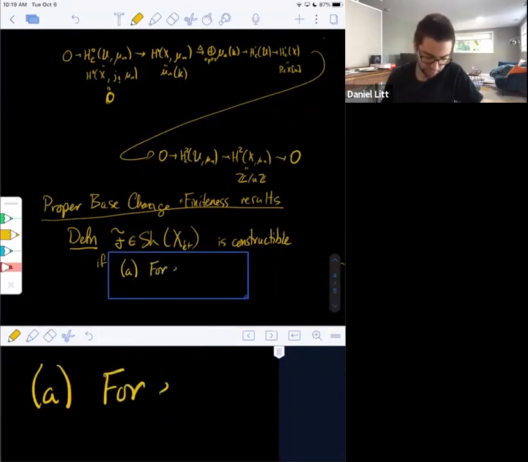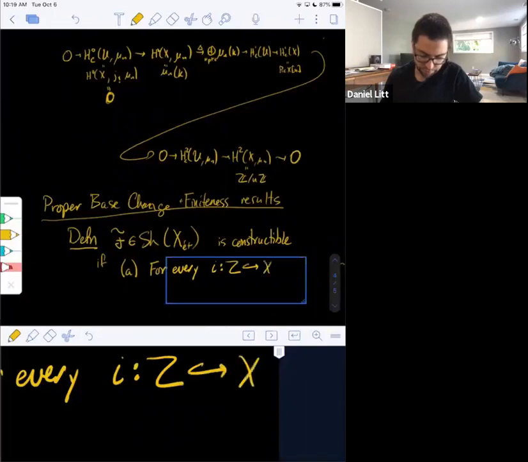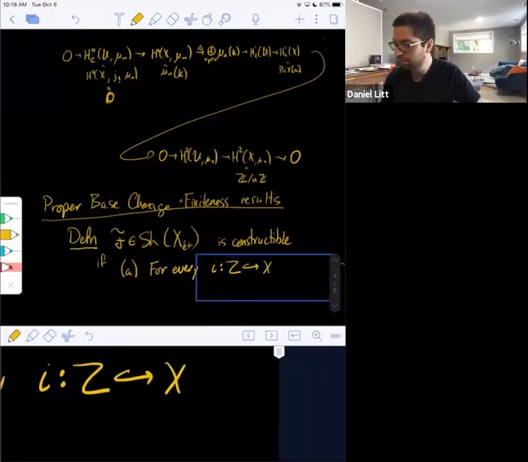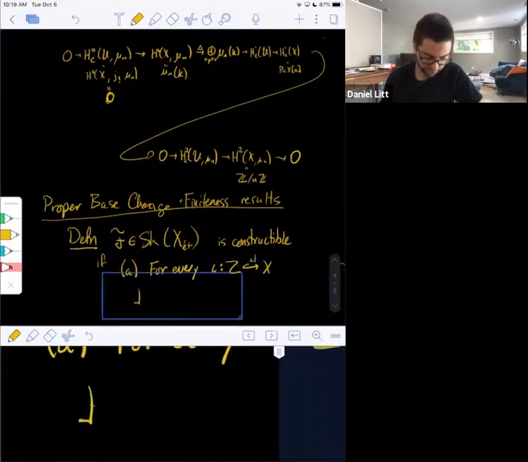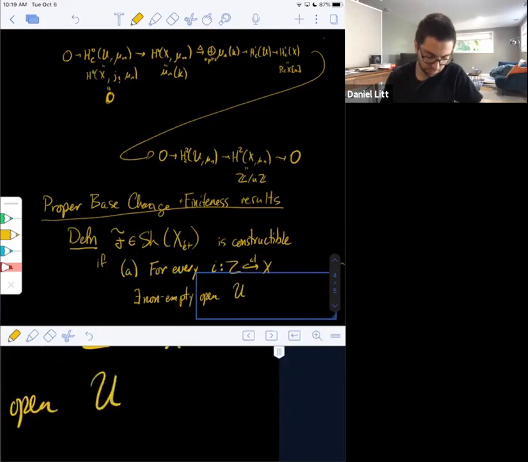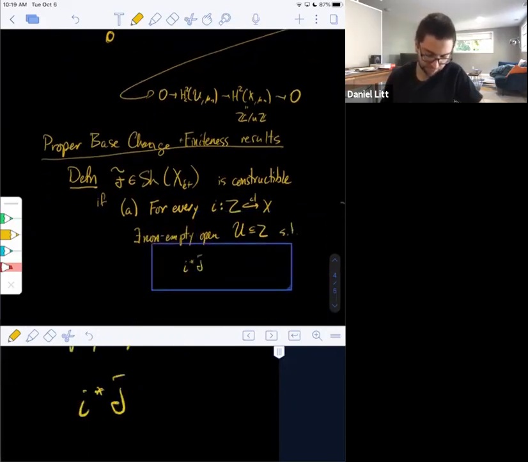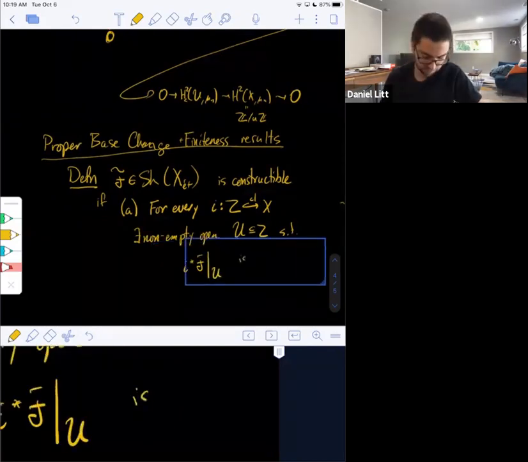So for every i: Z → X, a closed embedding, maybe let me just write it that way, there exists a non-empty open U inside of Z such that when you pull back F to Z and then restrict to U, this is locally constant.